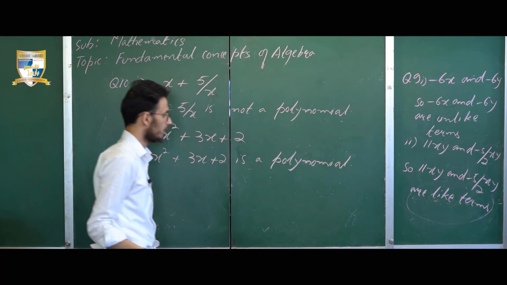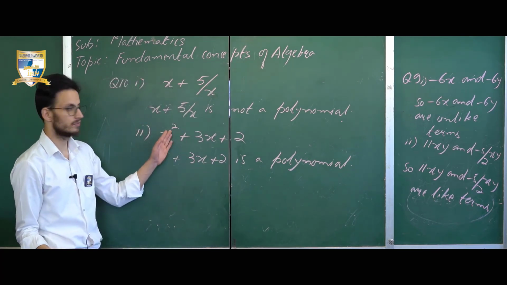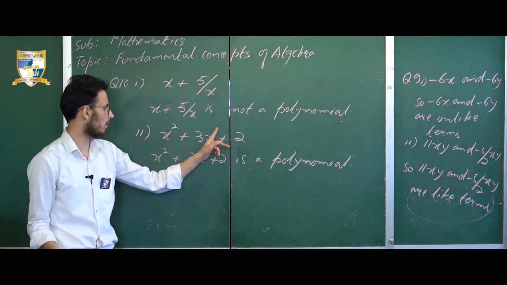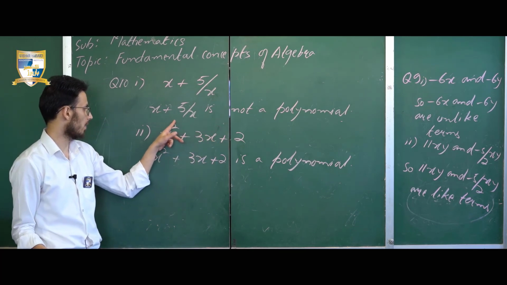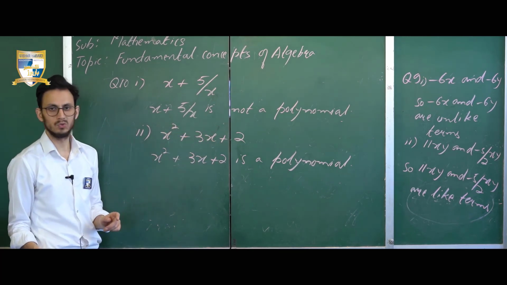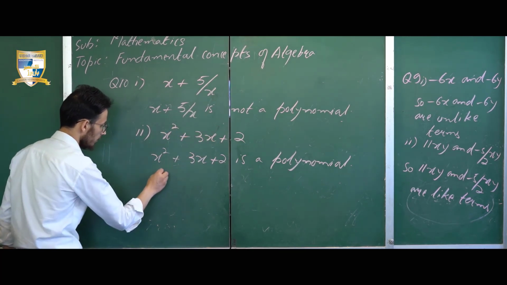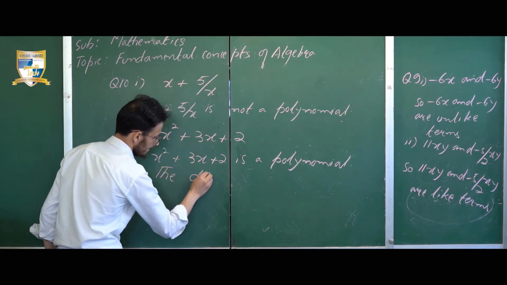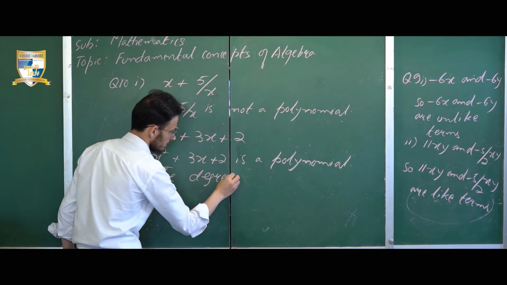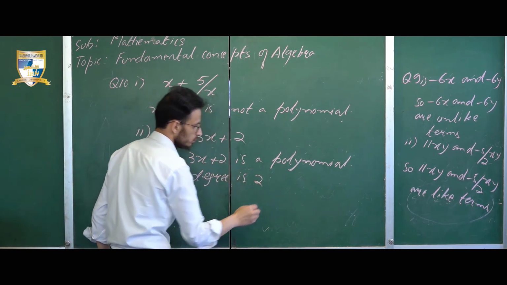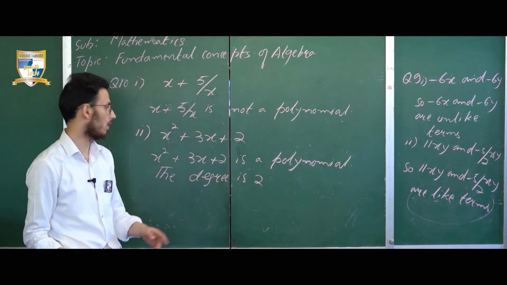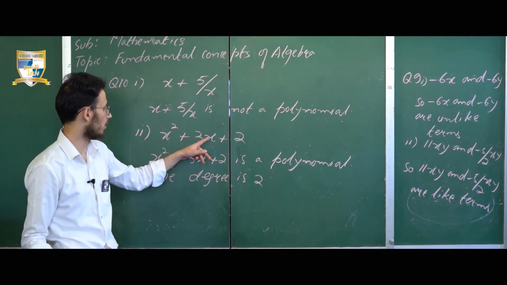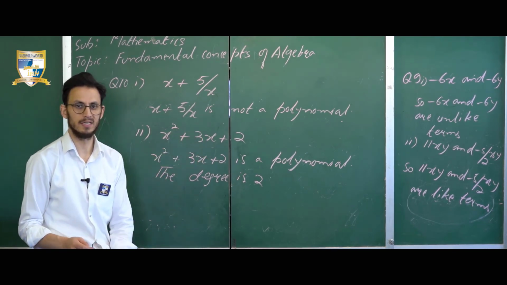Now the degree of this polynomial, we can check the highest power. Here the power of this x is 1 and the power of this x is 2, so the degree is 2. So when we find the highest power or highest exponent in the polynomial, that will be called the degree of the polynomial.